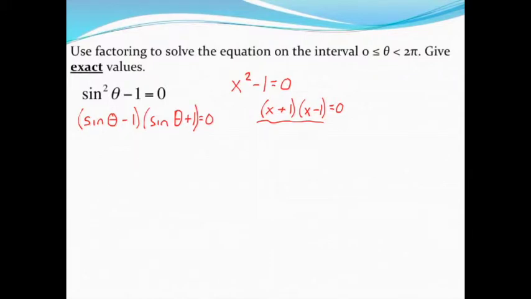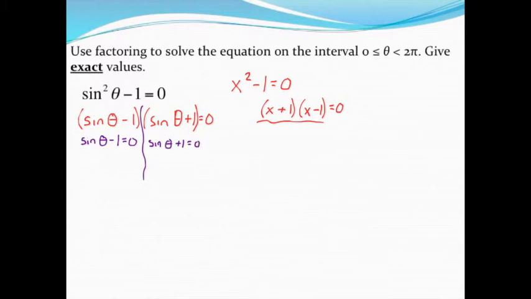So what I'll do from here, since I have two things being multiplied together to equal 0, I know that one of those two things must be 0. And so I have two little equations to solve. That's really no different than what we've done earlier in the week. So I want to solve that equation, sine of theta minus 1 equals 0. And I also want to solve this equation, sine of theta plus 1 equals 0.